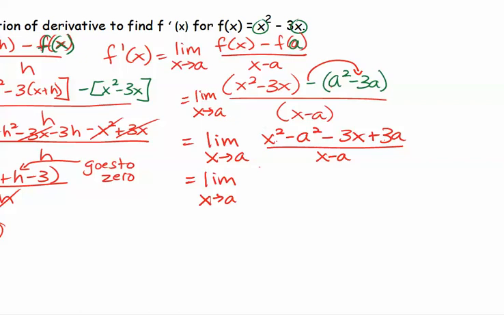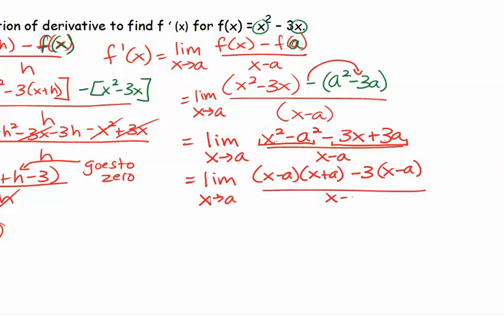So our first two terms factor as x minus a, x plus a. And that's the first two terms. And our next two terms, we can factor a GCF of negative 3, and that also leaves an x minus a. So now notice that the x minus a term is the GCF of the numerator in our factoring by grouping.